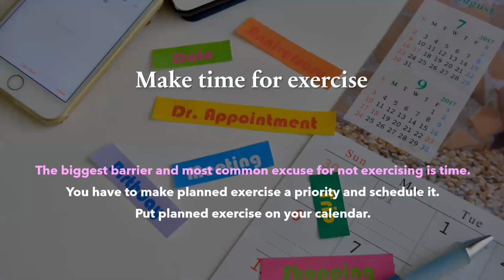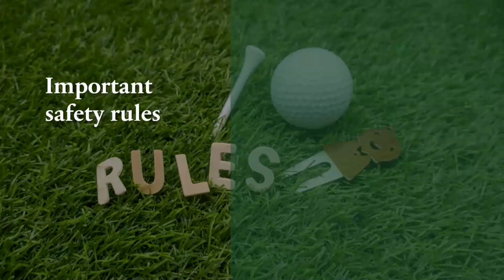The biggest barrier and most common excuse for not exercising is time. There are only so many hours in a day. You have to make planned exercise a priority and schedule it. Put it on your calendar. Try to think creatively about how you can work your exercise into your day that's already full of other activities. Think of it this way: you will probably never find the time to exercise. You need to make the time to exercise for yourself, for your health, and for your weight loss.